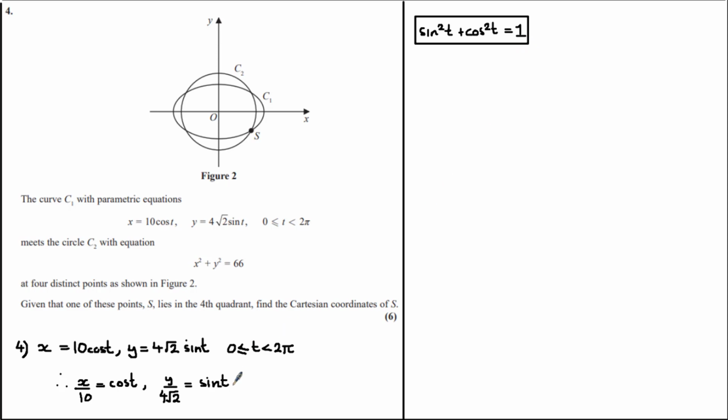So how do we do this? Well, if we square both of these equations, we're going to end up with sine squared t and cosine squared t. And if we add them together, the result should be 1 based on our Pythagorean identity.